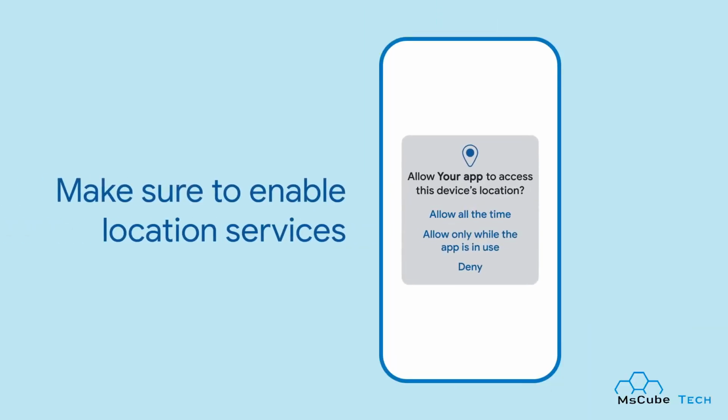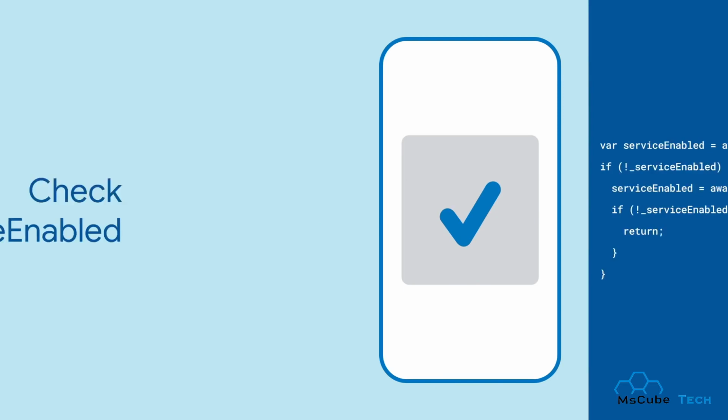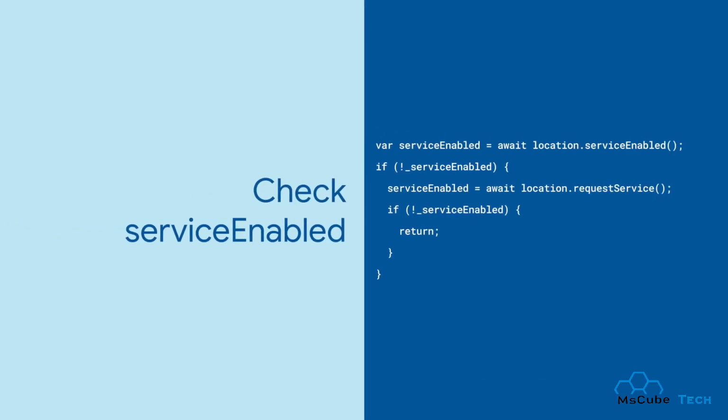But before you can get the location, you need to make sure the device's location service is enabled and that the user has given your app permission to access its location. Thankfully, location provides some methods to do this. First, you'll have to make sure the location service is enabled by checking serviceEnabled. If it's not enabled, you can use requestService to ask the user to enable it.